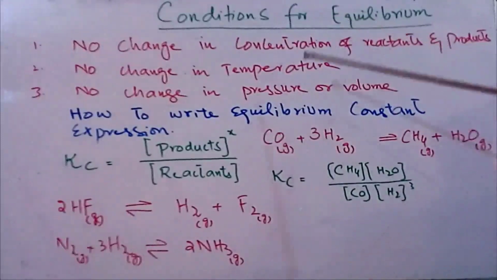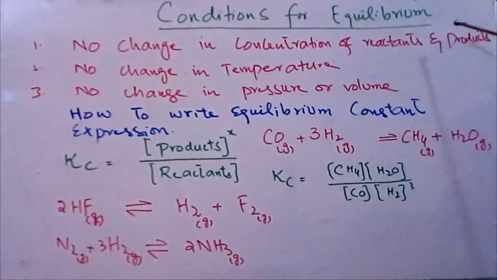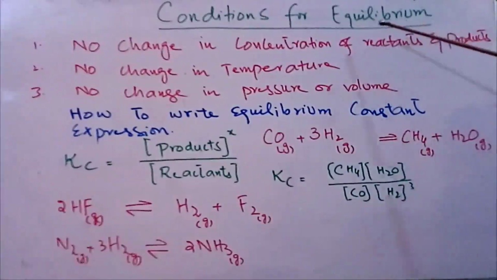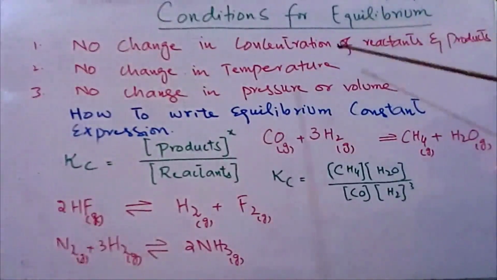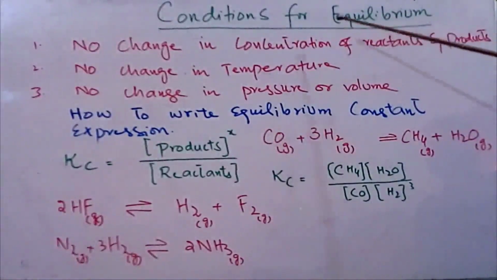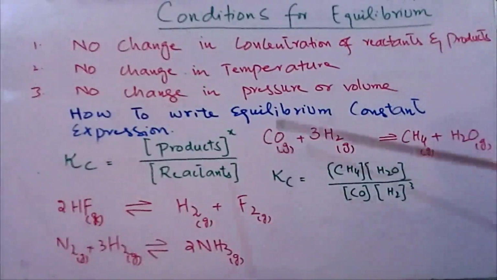Now the condition for equilibrium is that there must be no change in the concentration of reactants and products. Once the equilibrium is reached, once you obtain the value of Kc for a certain reaction, the reactants and products once taken in the container cannot be changed. एक बार अगर आपने reactants और products को ले लिया तो बार बार उसकी concentration को आप change नहीं करेंगे, otherwise equilibrium concentration फिर change हो जाएगी, equilibrium की value आपकी change हो जाएगी.